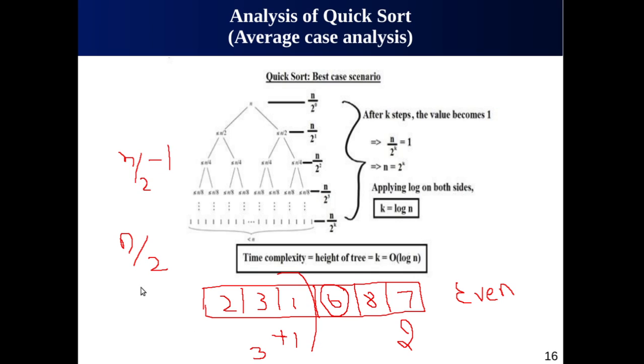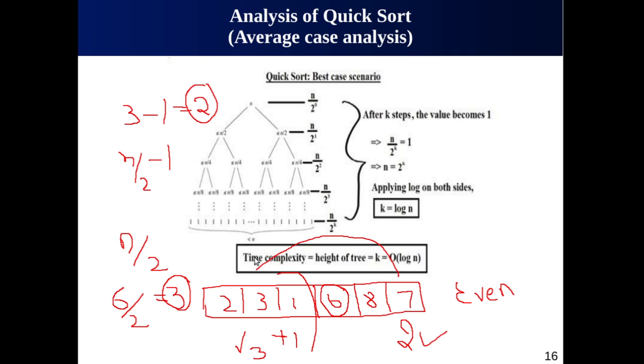Let us prove it. Here n is 6. So 6 by 2 is equal to 3, and the other side is n by 2, that is 3, minus 1. So one side has 2 elements and the other side will have 3 elements. You can see on one side we have 3 elements, on the other side we have 2 elements. In some cases maybe you get 2 elements here and 3 elements on this side. It depends on the situation. But that is the best case analysis, and the two possibilities.